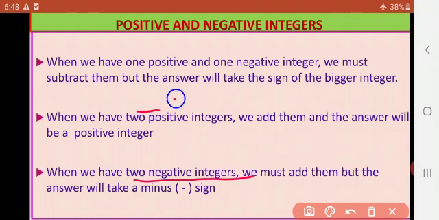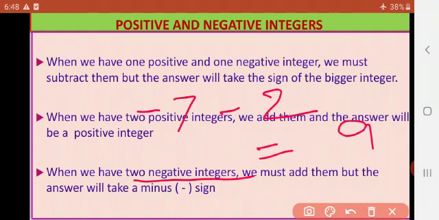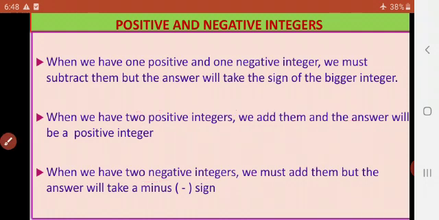So suppose minus 7 minus 2. Both are negative, so we have to add them. 7 plus 2 is 9. And the sign will be minus because it's the common sign, minus. So minus 9. So these are the operations of addition and subtraction on positive and negative integers.